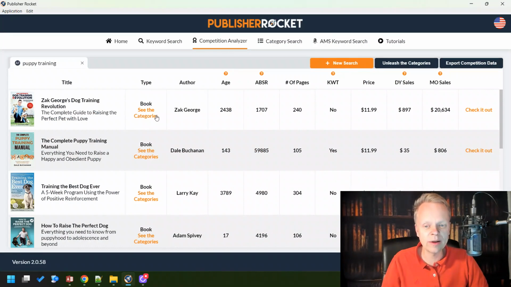But otherwise, we're able to see the categories these books are using. We're able to get an idea of how old the book is. We want books that are really old. This is really fantastic information for us. The average number of pages for the bestsellers is going to give us an idea of how many pages our book also should be if we want to have something similar to that. And then we can also look at the pricing, and we can see the monthly sales, how much money is being made.